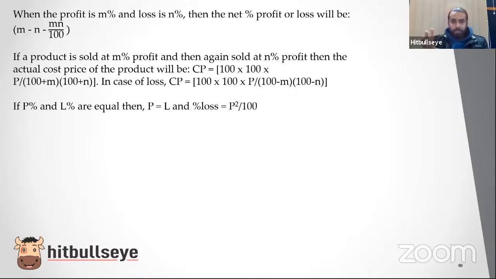So there's a straight formula. You don't need to apply so many logics to it. आपको डायरेक्ट फॉर्मूला यहाँ पे दिया हुआ है. If a product is sold at M% profit and then sold at N% profit, then the actual cost price of the product will be CP equals to, and this formula is given to you.